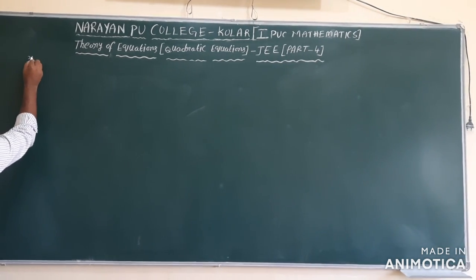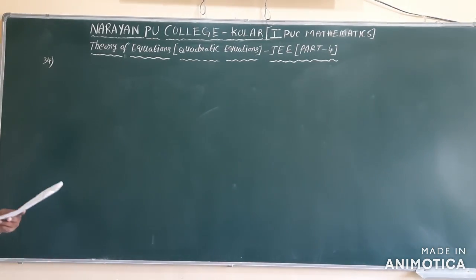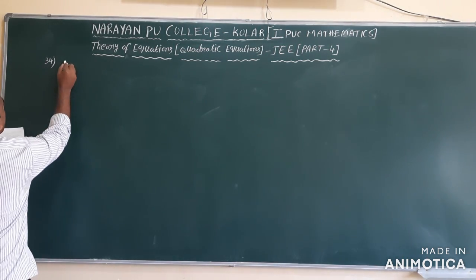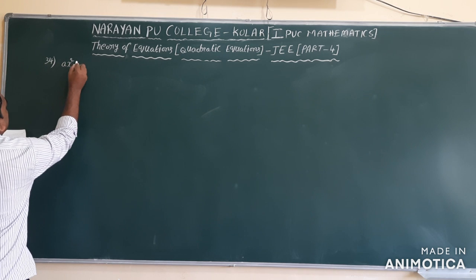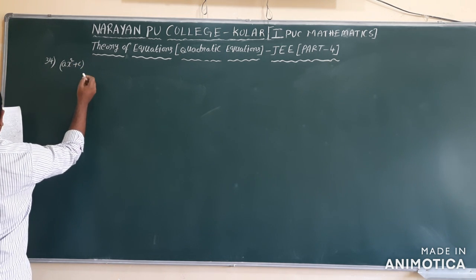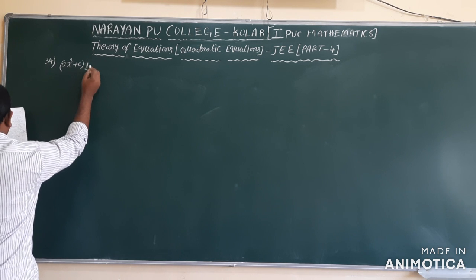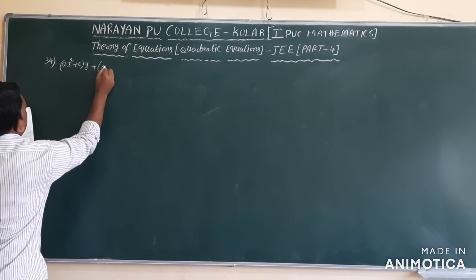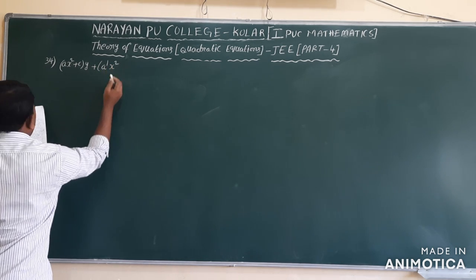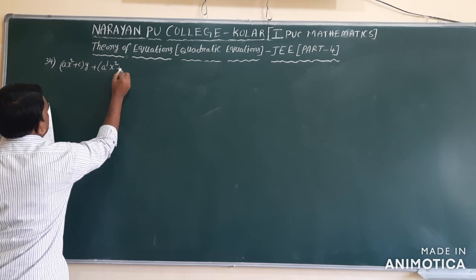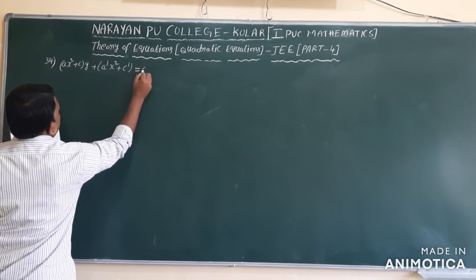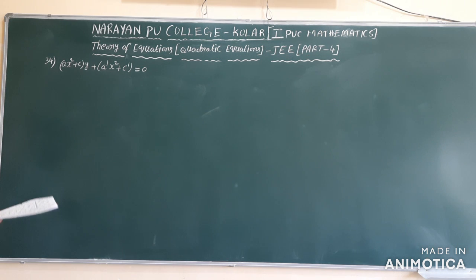My next question, 34. If ax square plus c into y plus a dash x square plus c dash equal to 0, and x is a rational function of y and ac is negative, then what is the relation of a, c and a dash, c dash?